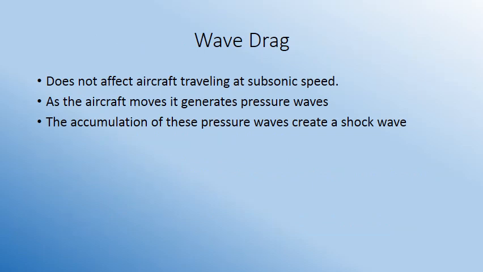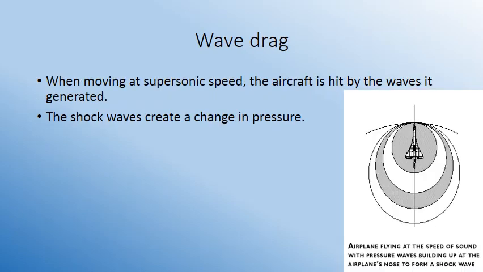The last type of drag, and the least important for our purpose, is wave drag. Aircraft flying at subsonic speeds do not experience wave drag. However, an aircraft traveling at supersonic speed generates pressure waves as it moves. These pressure waves accumulate and turn into big shock waves, which alter the pressure distribution along the surface of the aircraft. This change in the pressure distribution generates high drag and slows down the airplane.